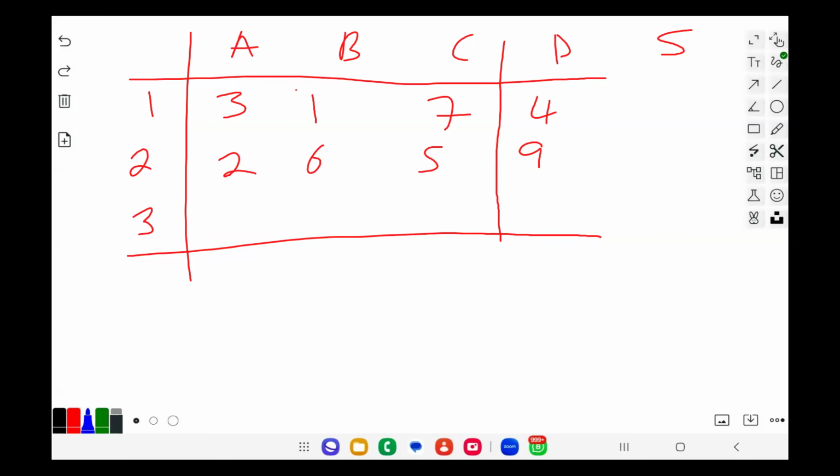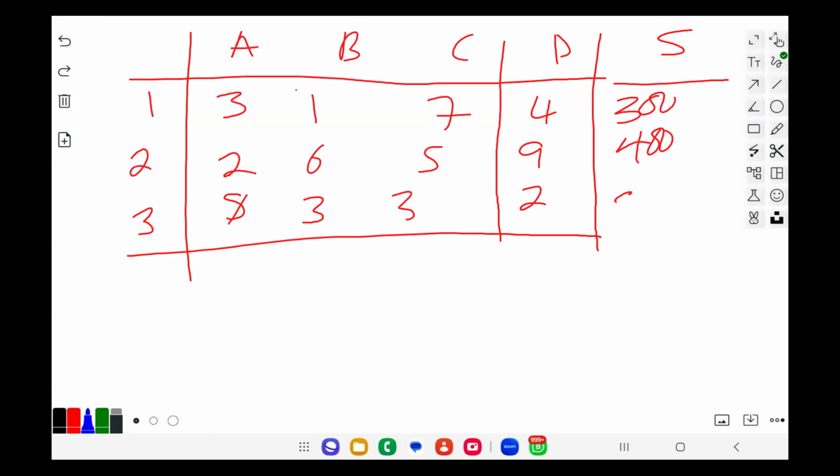You got 8, 3, 3, 2, and then you have your supply. For S, I've just put S for supply. So you have 300, you got 400, you got 500 here, and you also have 250 here. You're following? 350. Yeah.